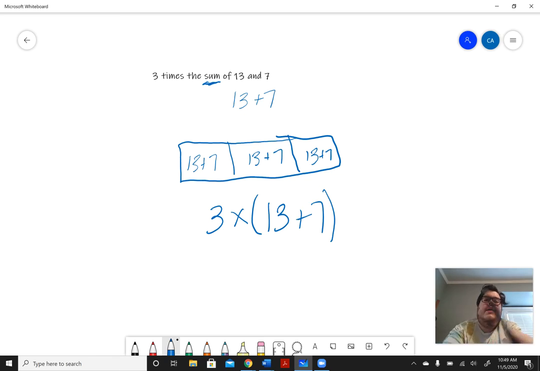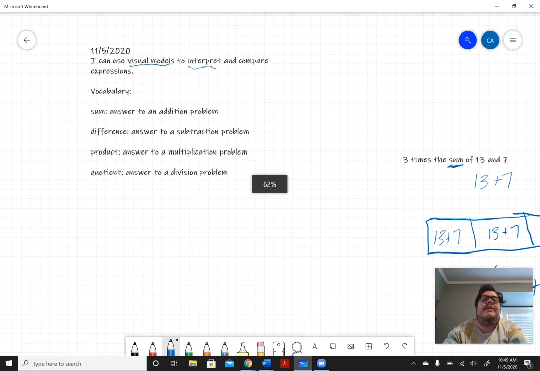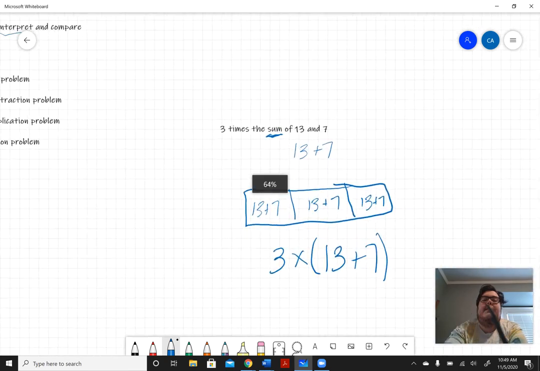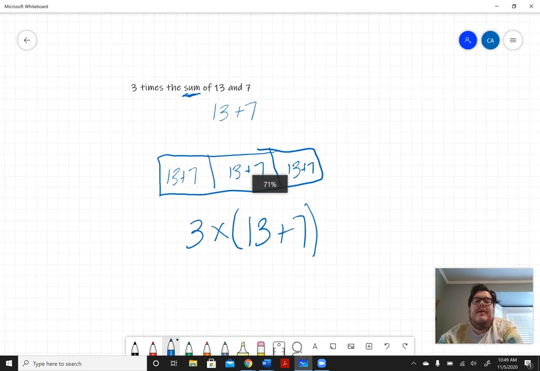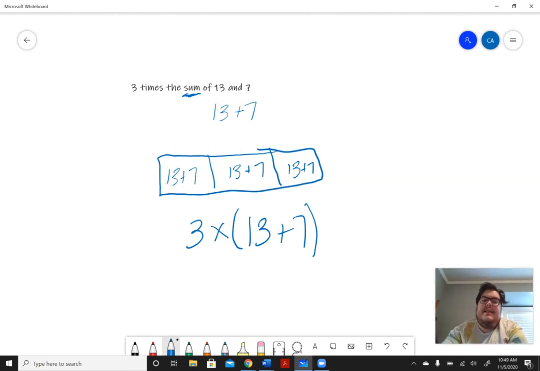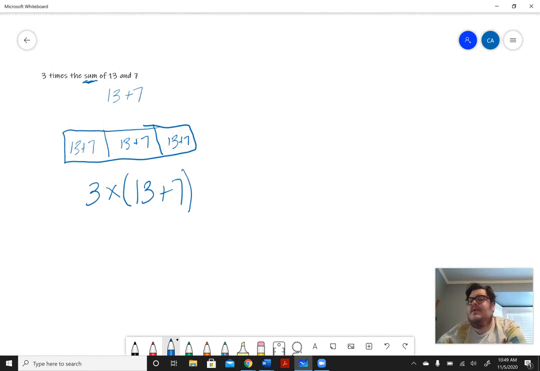But today, our goal is that we're using visual models to interpret what these expressions mean. So you'll see it in word form, 3 times the sum of 13 and 7. You also will see things in standard form or number form. You might have something that looks like this.